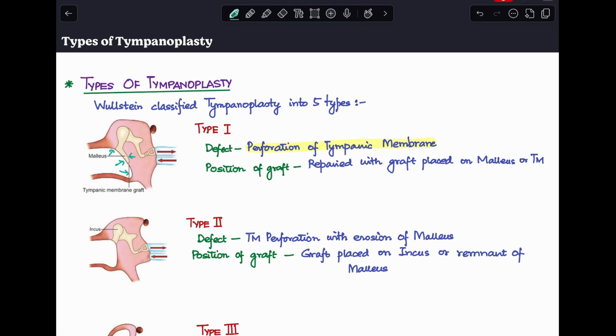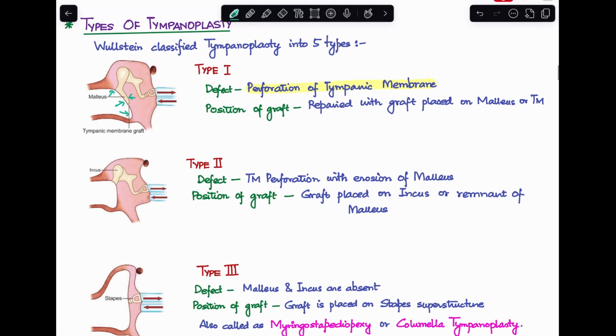Next is the second type, which is type 2, where the defect is not only a tympanic membrane perforation, but there is also erosion of the malleus along with it. You can see over here, this image shows the presence of incus. There is no malleus present. In this case, we place the graft either on the incus itself or, if there is any remnant of malleus, we will place the graft on top of that.